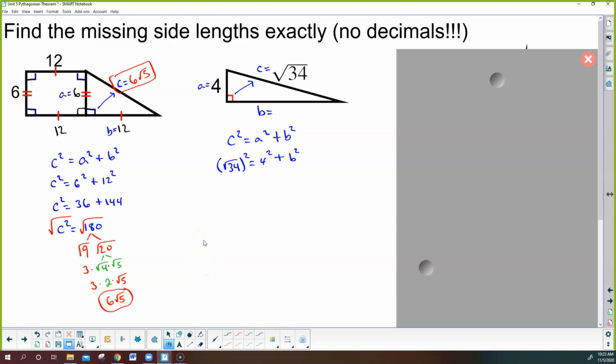Now this is a really friendly problem because the square root and the squared, those undo each other. You know those are inverse operations. They're going to reduce out. And the square root of something squared is just itself. So that's where the 34 comes from. And I'll give you a second to get caught up here.